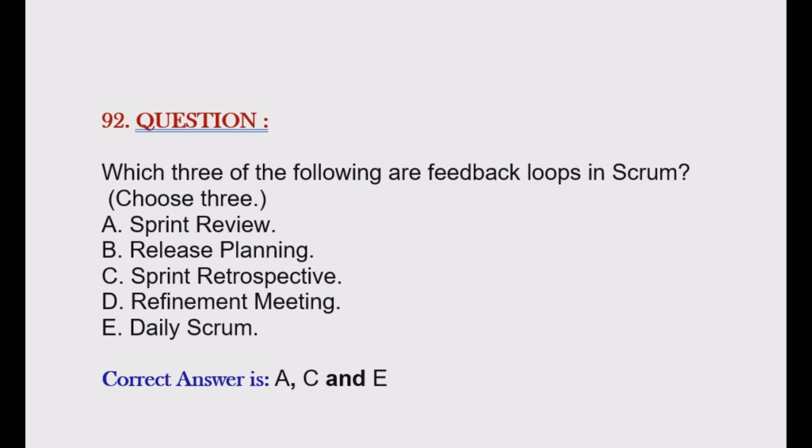Question is, which three of the following are feedback loops in Scrum? Option A, sprint review. Option B, release planning. Option C, sprint retrospective. Option D, refinement meeting. Option E, daily Scrum. Correct answer is option A, C and option E.